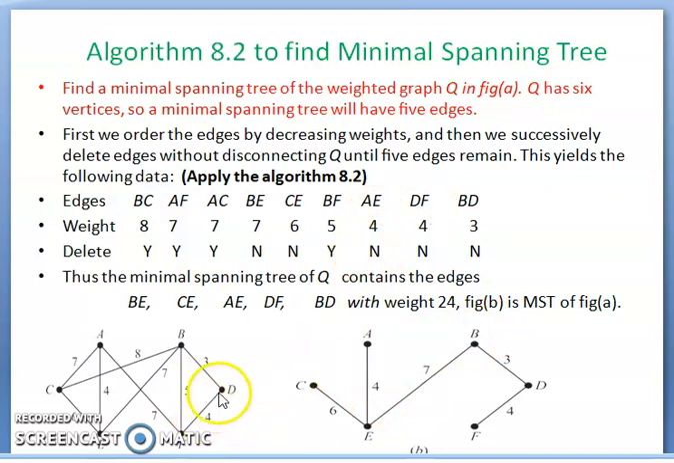Suppose you remove this DF. You already removed AF and BF. If you remove this also, then F is isolated, and the graph may be disconnected. So don't remove this DF. You consider the DF.